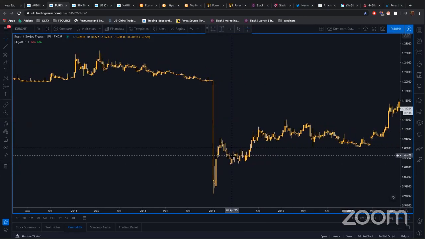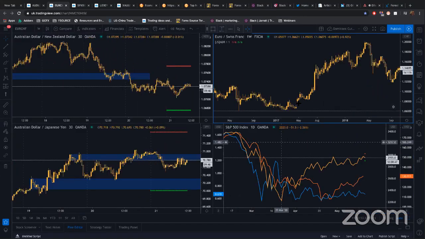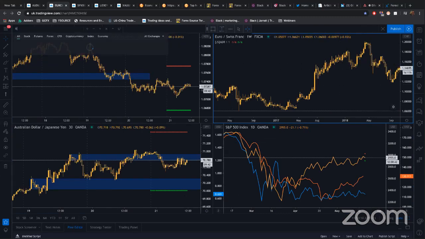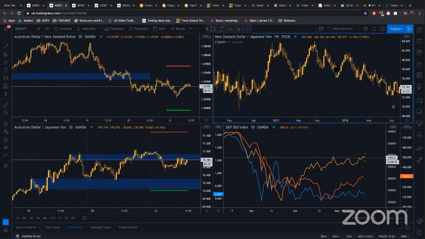So that's what Oanda are scared about. They don't want anything like that to happen again. And with the chatter around the Swiss National Bank, that's probably why they're changing their margin requirements to cover that.